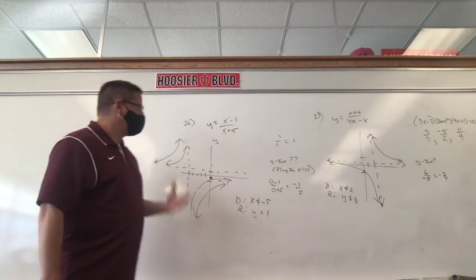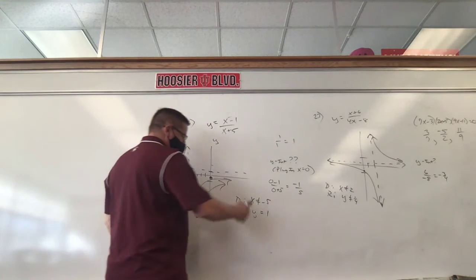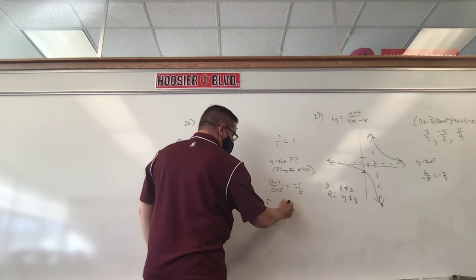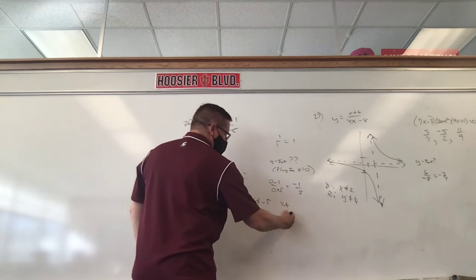So again, think of it this way: you might want to put this down. For the domain, it's the vertical asymptote. For the range, it's the horizontal asymptote.